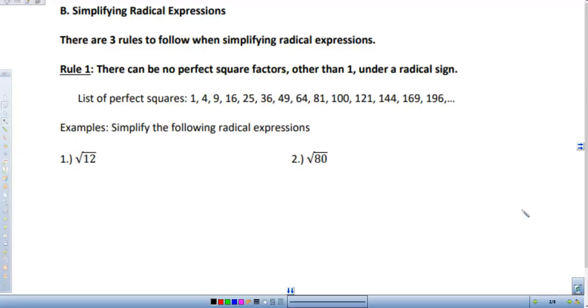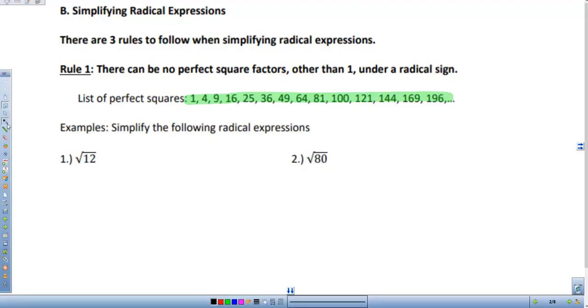When we're simplifying radical expressions, there are 3 rules to follow. And the first rule is that we are to have no perfect square factors other than 1 in the radicand or under the radical sign. In order to be good at this, it's really important that you quickly know your perfect squares. So I made a list of perfect squares here for you. This would be something that you would want to study. If you know these really quickly, it makes simplifying radicals easier.